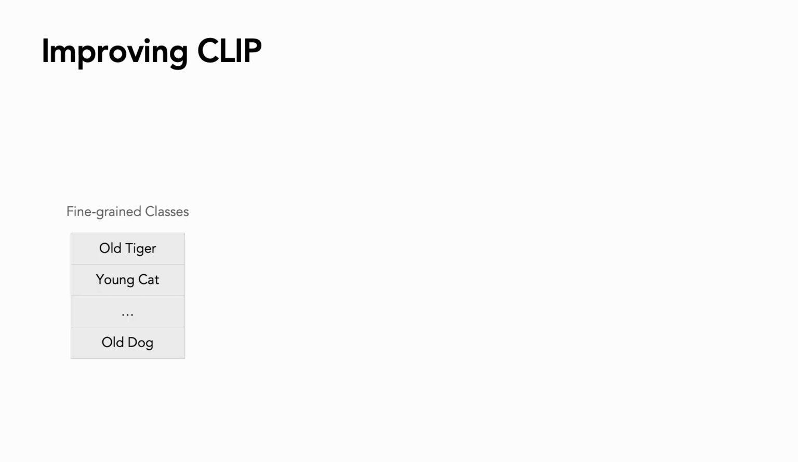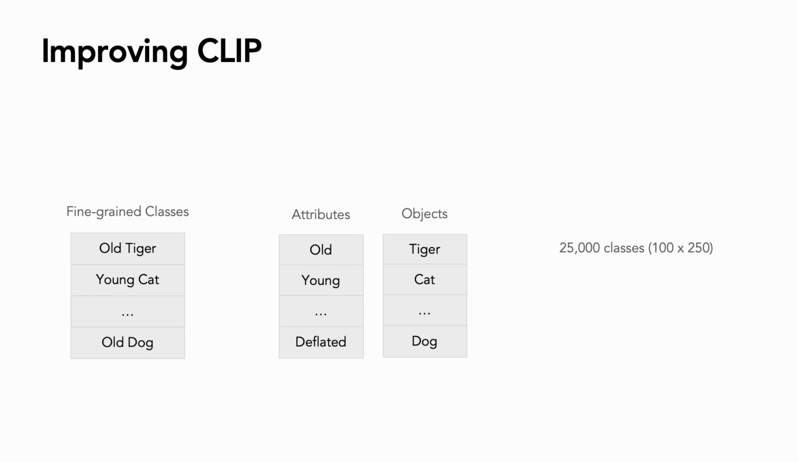Consider the list of fine-grained classes. We can decompose these classes into their constituent attributes and objects. Say we have 25,000 classes, which we get by taking the Cartesian product of the attributes and objects. In traditional machine learning, we would have to collect labeled examples for 25,000 classes. Collecting labeled examples for a large number of classes takes time and effort, and we don't want to do that.